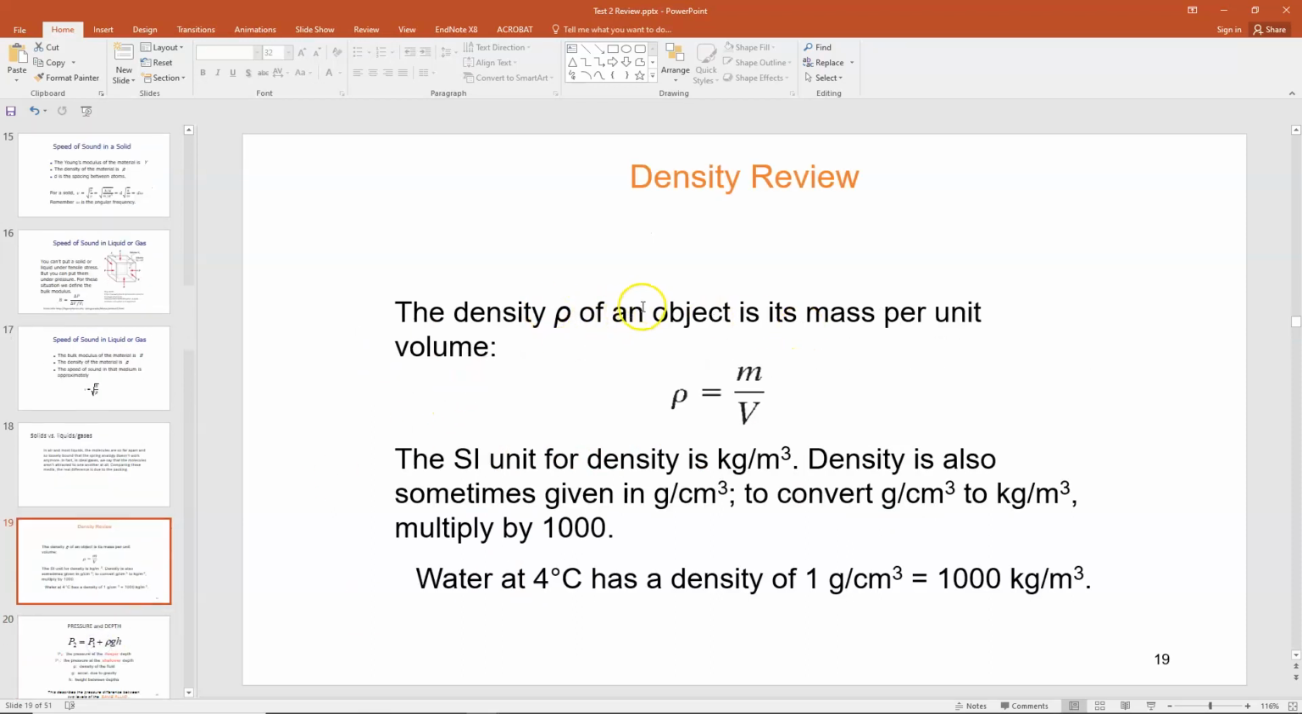We did a lot of calculations with density in this chapter. So just remember that the density rho is equal to the mass divided by the volume, m over V. The SI unit for density is kilograms per cubic meter. We often worked in grams per cubic centimeter. It's useful to know how to easily convert between those two things. So you end up multiplying by 1,000 to convert between grams per cubic centimeter and kilograms per cubic meter. And you can work that out in the derivation. And remember that water has a density of 1. I'll give you that, but it's useful to remember that water has a density of 1 gram per cubic centimeter, which is 1,000 kilograms per cubic meter.